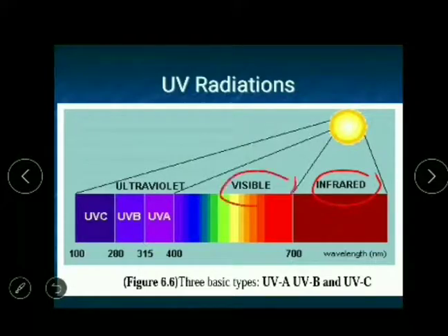visible ray, then ultraviolet ray. Visible is, as you can see these colors. For example, you can see blue sky, you can see 7 colors in rainbow, you can see 7 colors of white light in dispersion of light by prism.